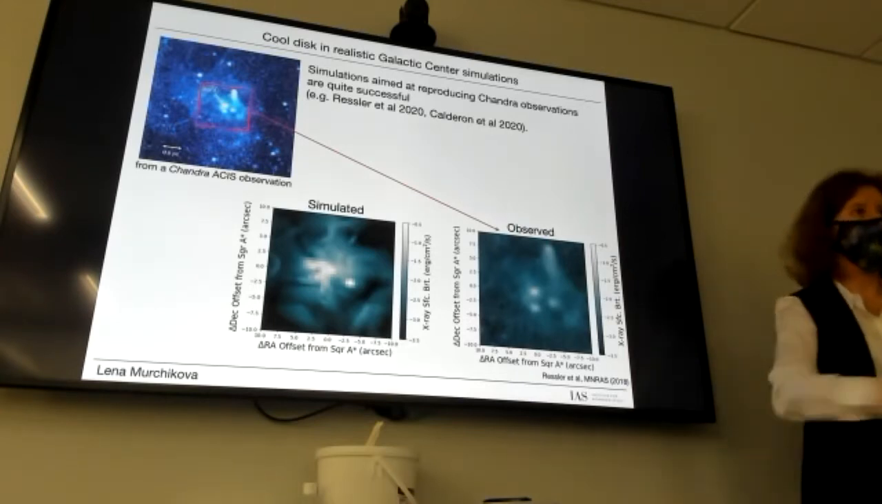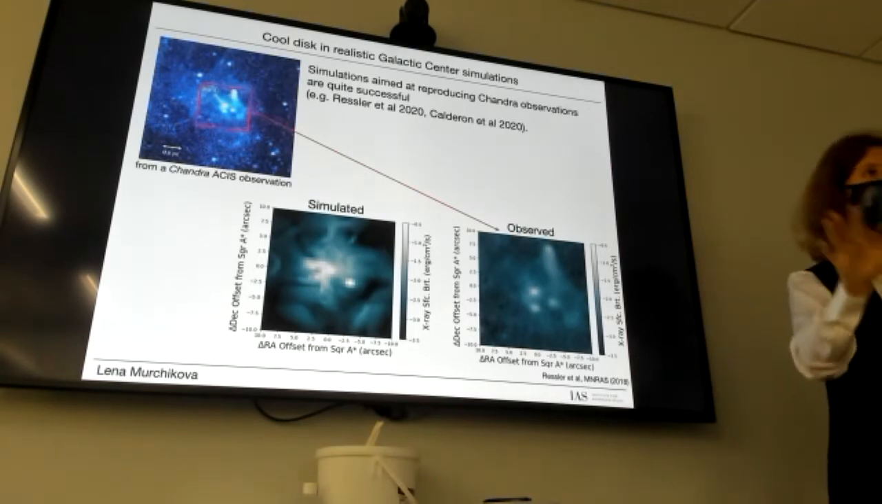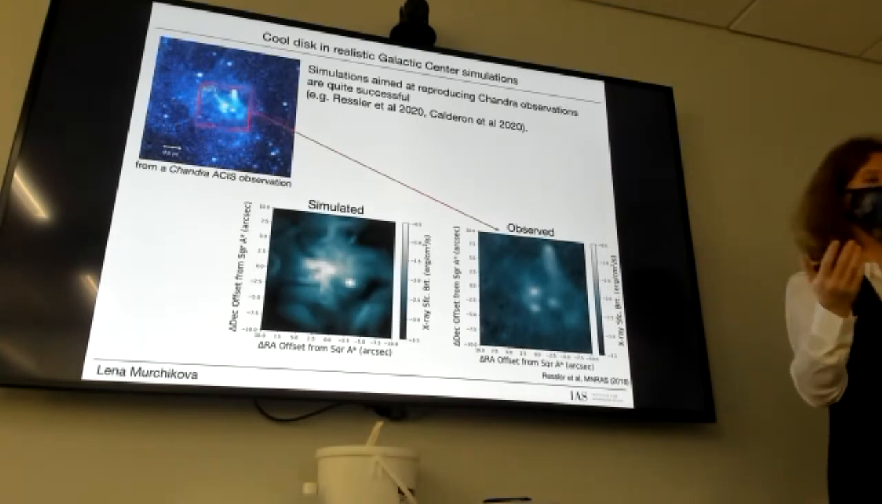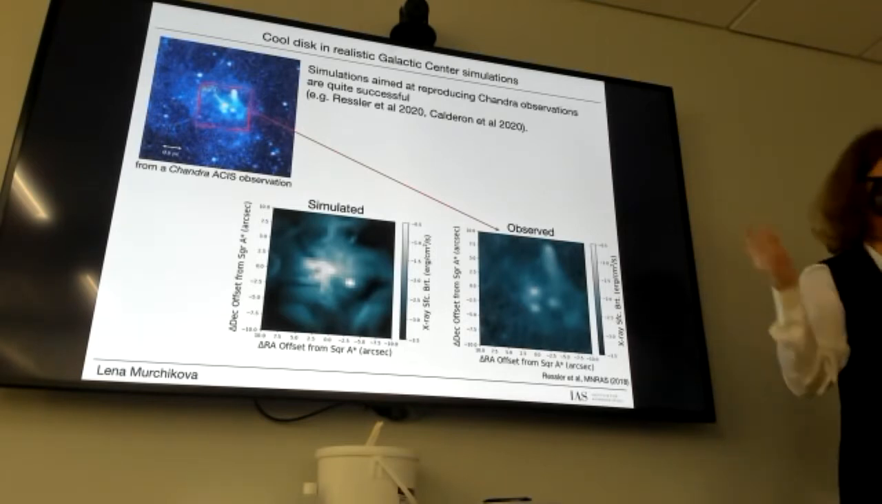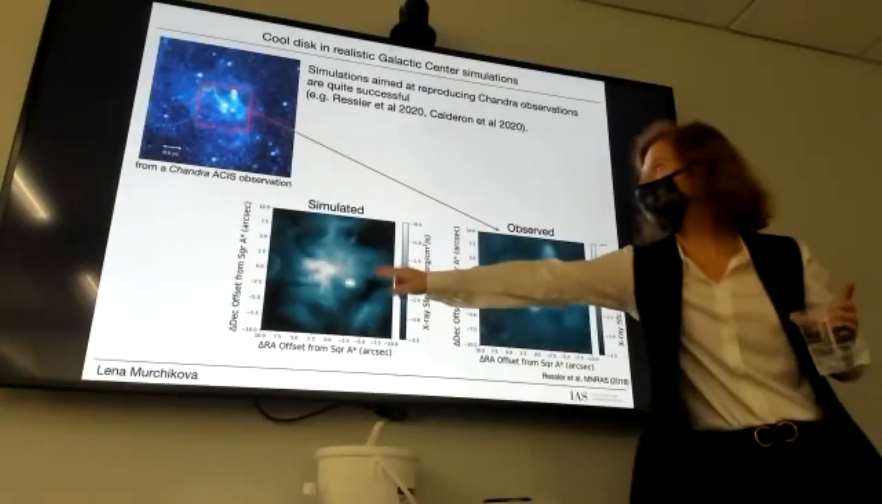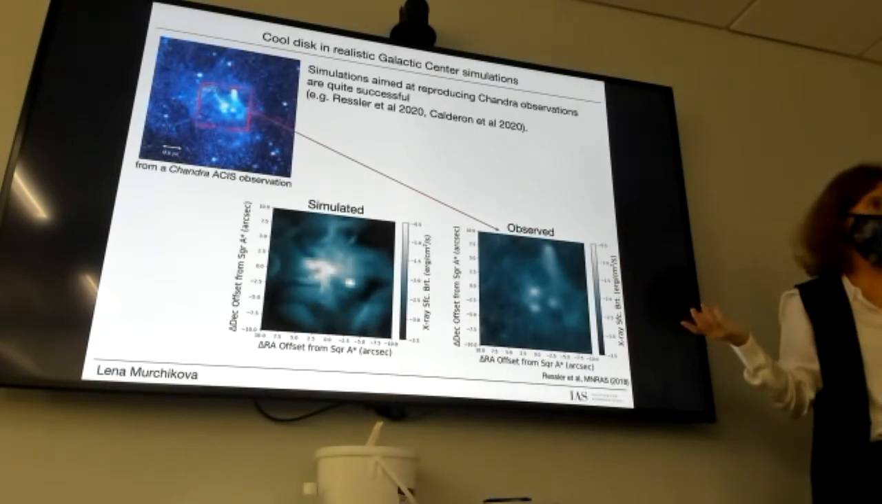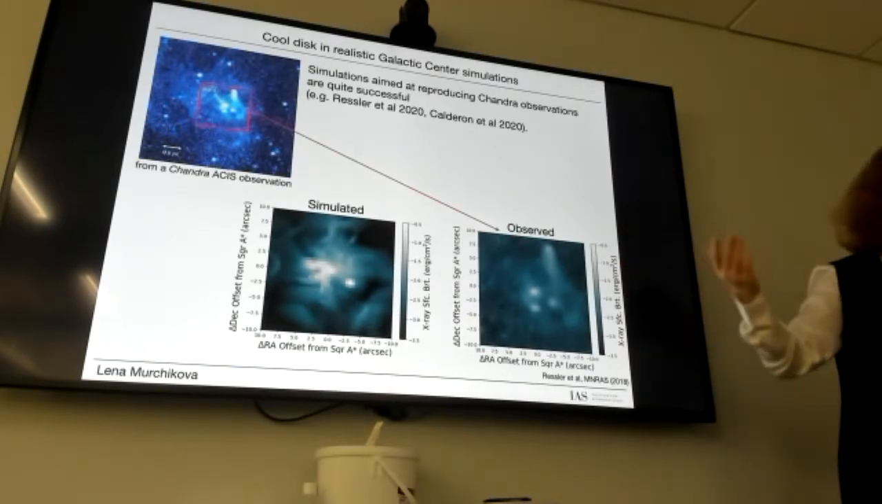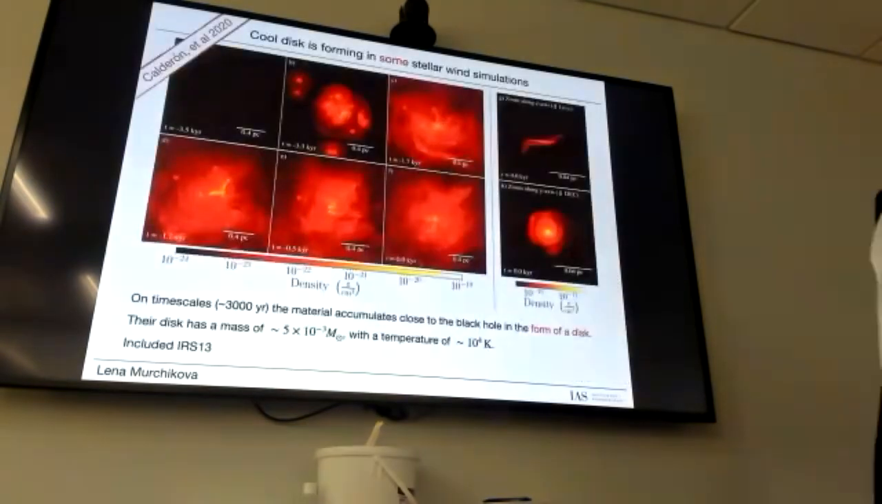These winds fill the volume, and after some time, when it all settles down, you can look and see what sort of fake Chandra observations you'll get and how it will look. This is from Sean Ressler's simulations, and this is the observations of Chandra. There is a fair amount of similarity here. So simulations of that sort reproduce Chandra's observations fairly well.